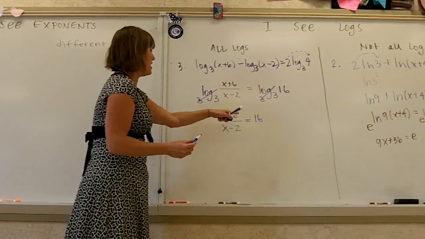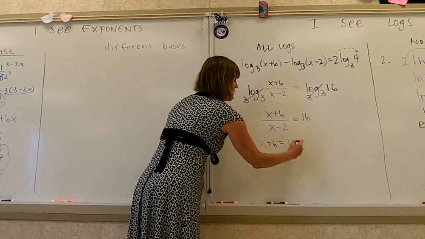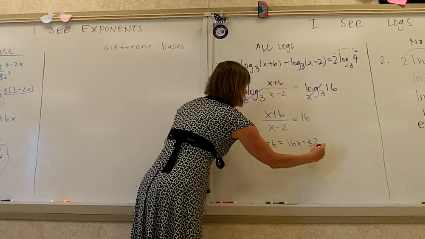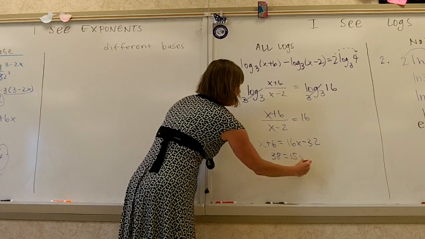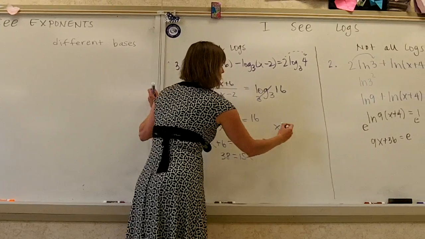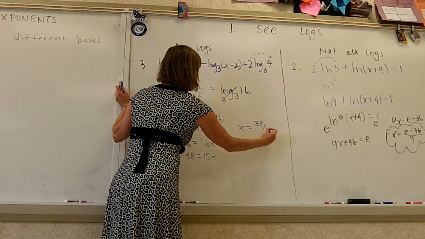So I'm going to cross multiply. I get x plus 6, and I'm going to distribute that. So it's 16x minus 32. So then I get 38 is equal to 15x. So x is equal to 38 over 15.